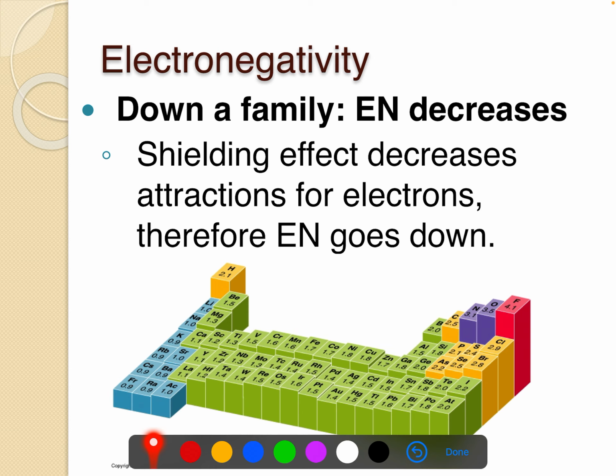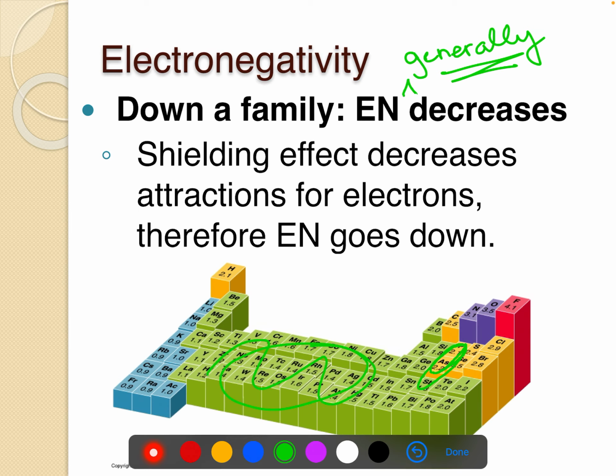All right, so again, down the family, electronegativity decreases. Now, I'm going to add this very important word. It generally decreases. None of these trends are foolproof, okay? You might see small things happen within the rows that don't follow the pattern, and that's okay. Here in the transition metals, there's a lot of strange stuff that happens. But generally speaking, this shielding effect is going to decrease the attractions for electrons, and therefore electronegativity will go down.